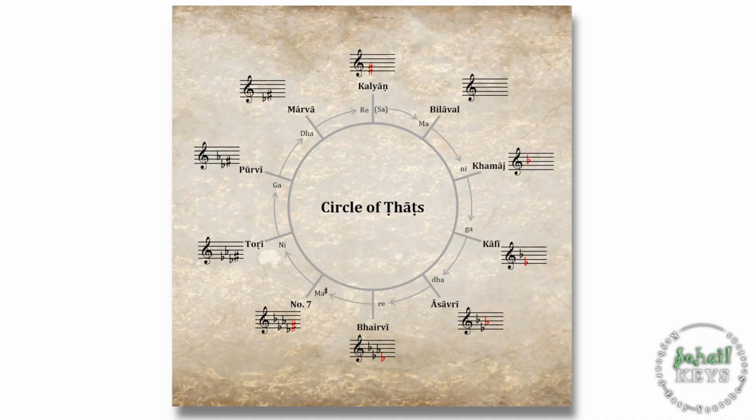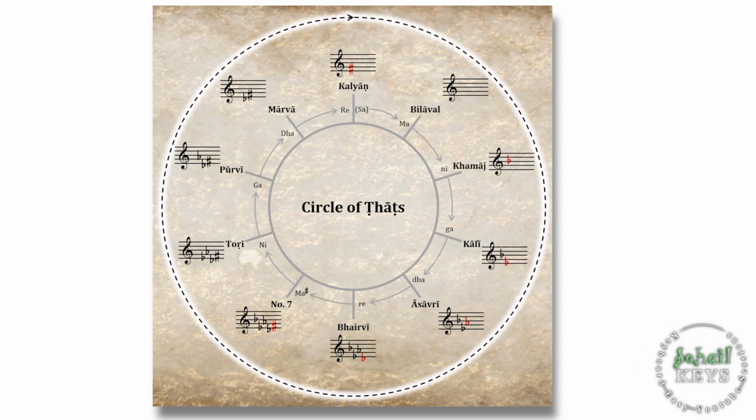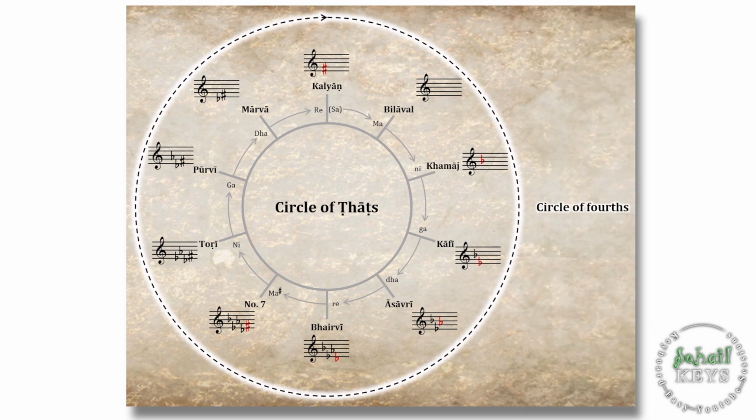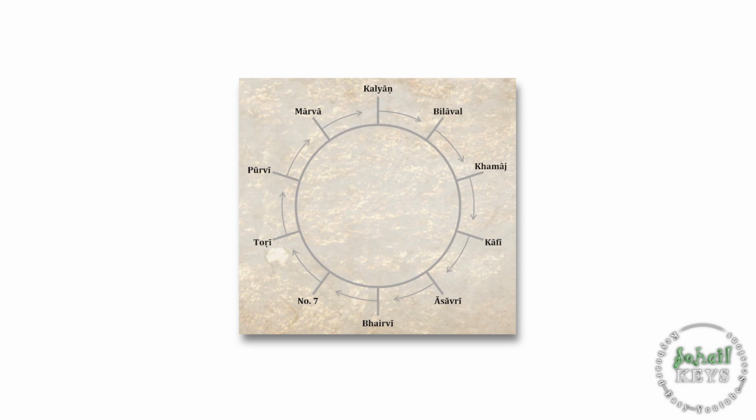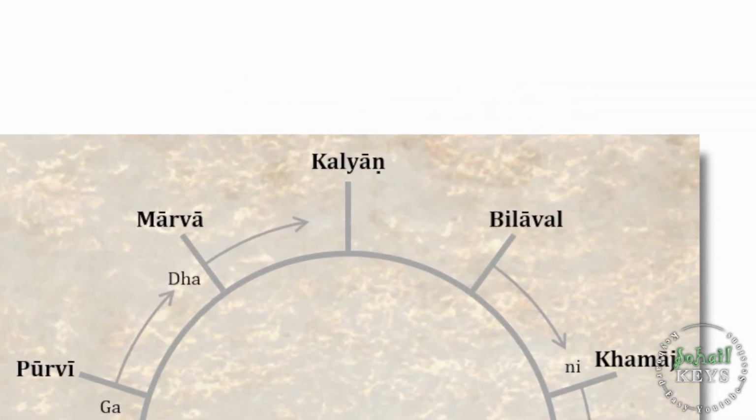The succession of changing notes in a clockwise direction forms a circle of fourths. In the Indian musical system, the notes Sa and Pa never change, meaning there are only 10 changes. This leads to a discontinuity in the Circle of Ṭhāṭs, where the sequence of fourths is broken, with the Śuddh Re being followed by Śuddh Ma. This is because Sa and Pa are immovable notes that cannot be included in the circle of changing notes.